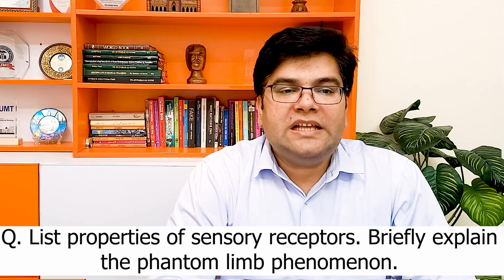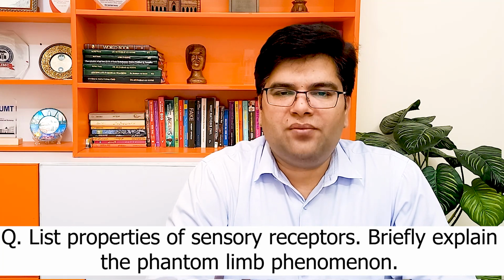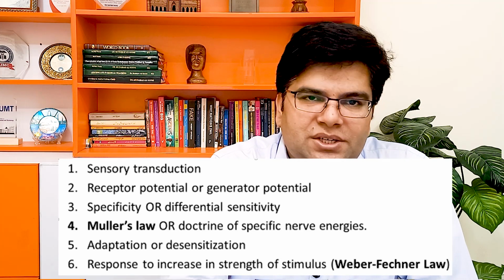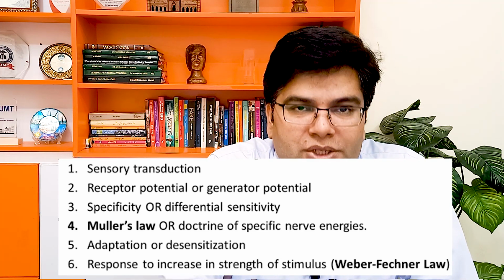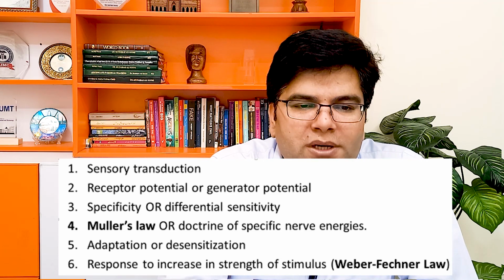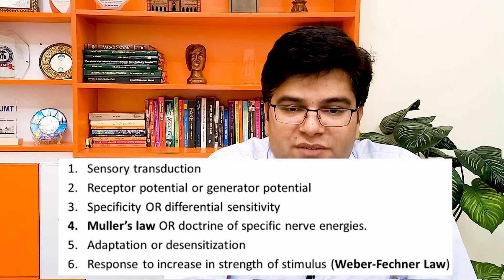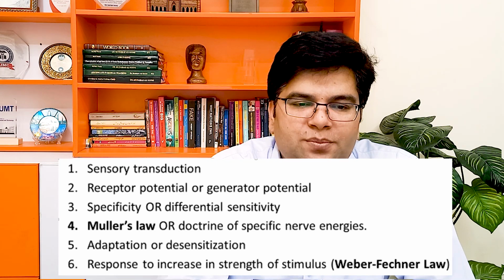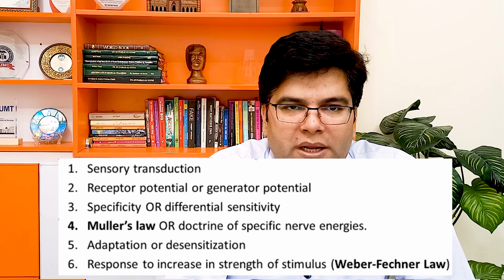Next question is list properties of sensory receptors. Briefly explain the phantom limb phenomena. Some important properties of sensory receptors are sensory transduction, receptor or generator potential, specificity or differential sensitivity, Muller's law or doctrine of specific nerve energies, adaptation or desensitization of receptors, and then response to increase in strength of stimulus, also called Weber-Fechner law. For all these properties, you can consult my YouTube lecture on the properties of sensory receptors, in which I have discussed these properties in detail.